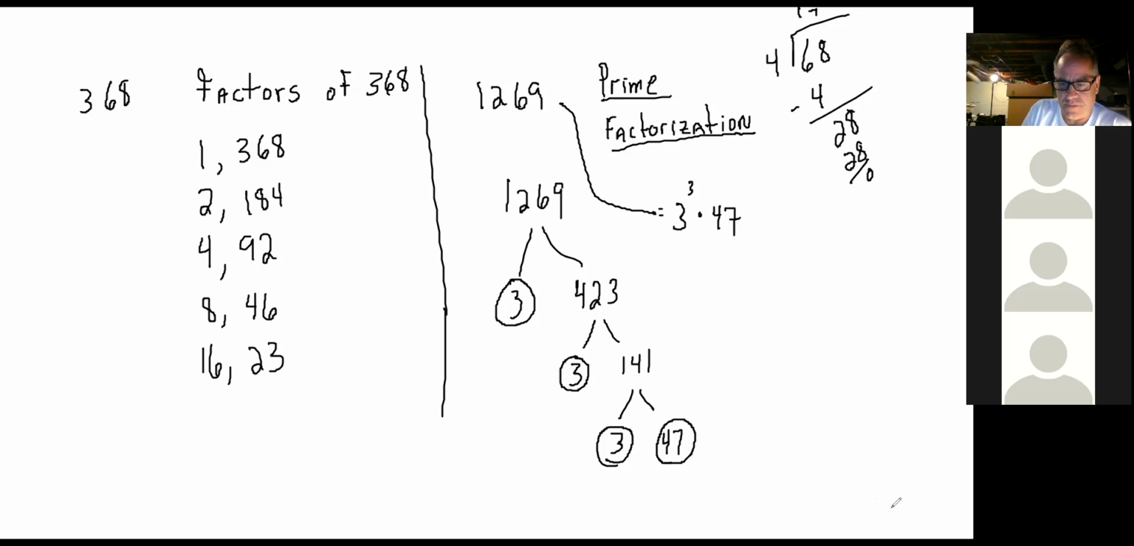Another arithmetic concept. I'm going to turn the page. How much time do I have left? I got about 5 minutes.